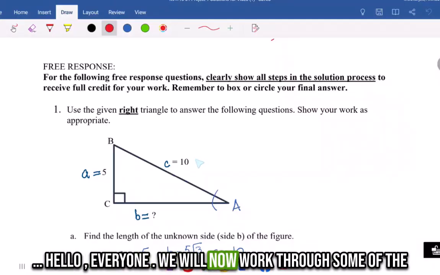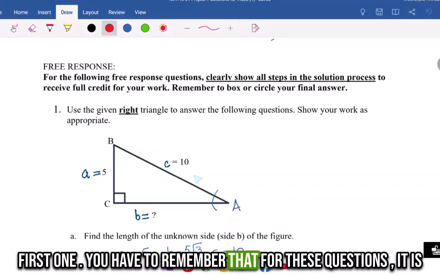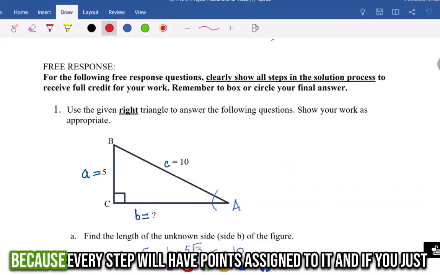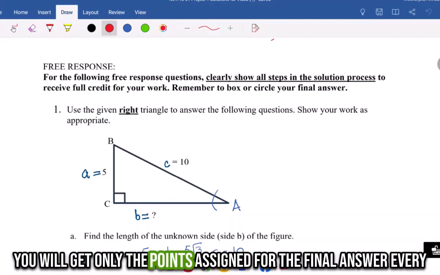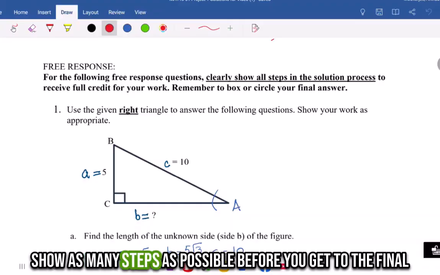Hello everyone. We will now work through some of the questions under the free response section, starting with the first one. Now you have to remember that for these questions, it is absolutely important that you show all the steps of your work because every step will have points assigned to it. And if you just give the final answer on your assignment or on your test, then you will get only the points assigned for the final answer. Every step has points assigned to it, so please make sure that you show as many steps as possible before you get to the final answer.